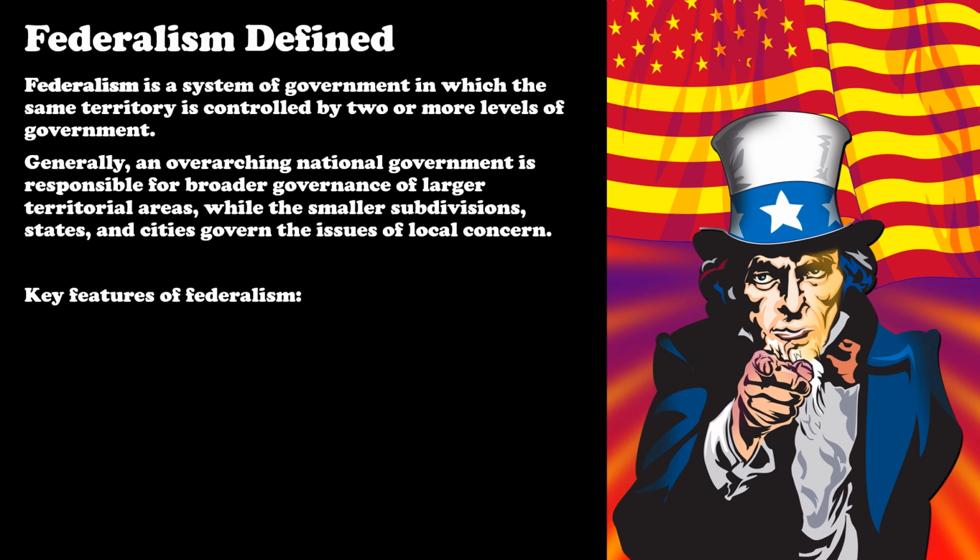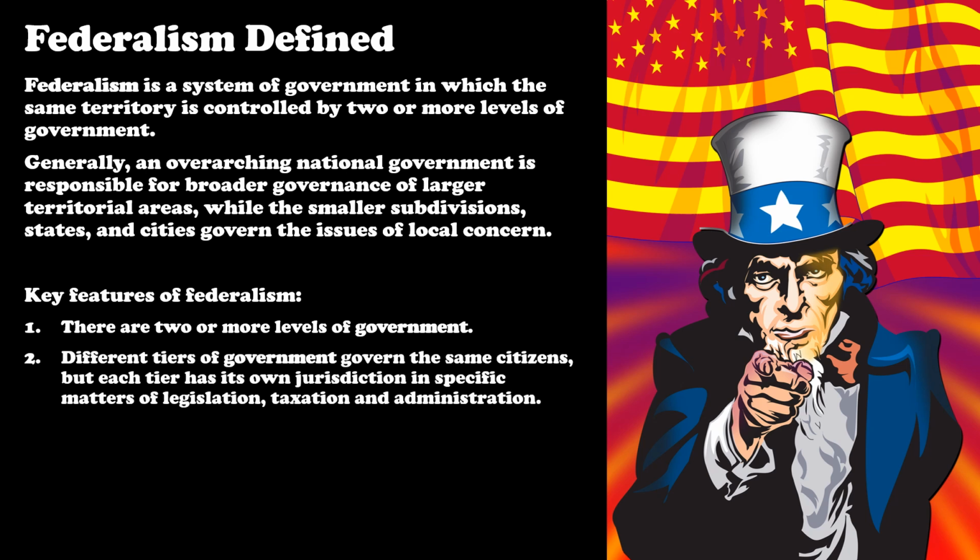The key features of federalism are: 1, there are two or more levels of government. In the United States, we typically have 3. We have the federal government, we have state governments, and then we have city or local governments. 2, different tiers of government govern the same citizens, but each has its own jurisdiction in specific matters of legislation, taxation, and administration. And finally, probably most important, the jurisdictions are specified by the Constitution.